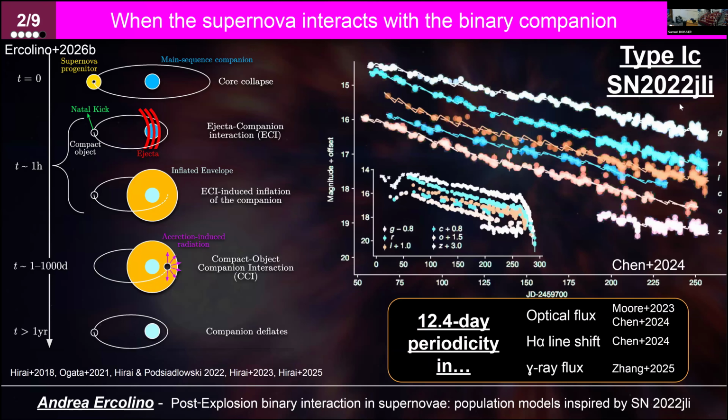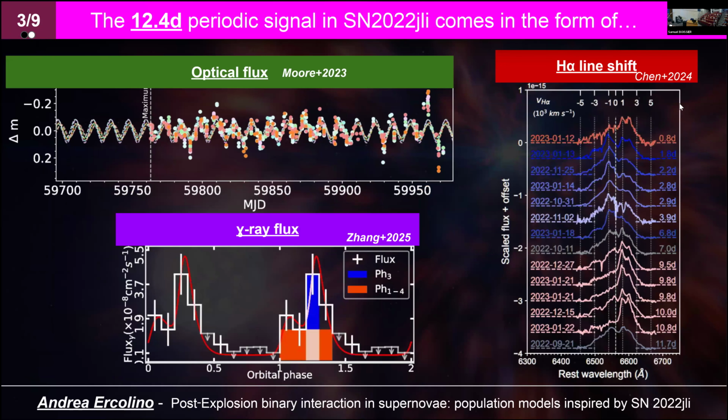And what we found is this little supernova, 2022 JLI, which has this very interesting 12.4-day modulation. You don't see many supernovae exhibiting this, except some superluminous supernovae. But this supernova is actually pretty interesting for a variety of reasons. Not only do you see this oscillation in the light curve, you also see it in other things.